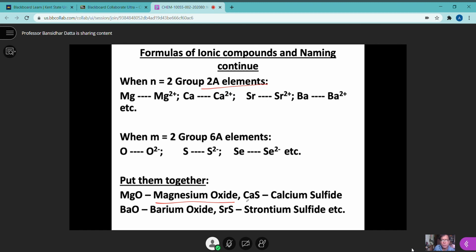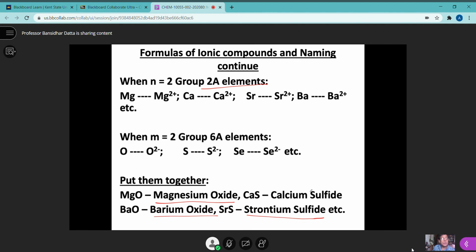Likewise, calcium 2 plus, sulfide 2 minus, together calcium sulfide, right? It's neutral, 2 plus 2 minus. Barium 2 plus, oxygen 2 minus, barium oxide. Strontium 2 plus, sulfide 2 minus, strontium sulfide. And now you can make the compound like this, right? So everybody okay? Everybody following how they're making the ionic compound?